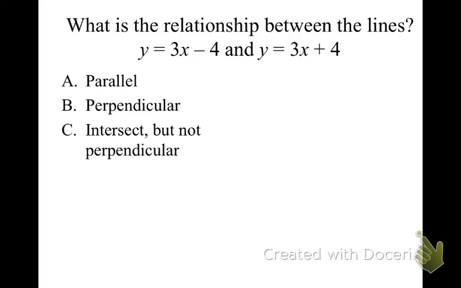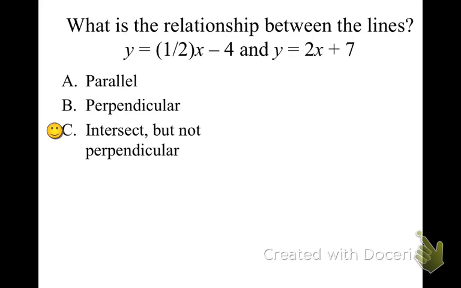Okay, looking at these two lines already in slope-intercept form, y equals 3x minus 4 and y equals 3x plus 4, slopes are the same. So we know these have to be parallel lines. Okay, what if the two equations are y equals 1/2 x minus 4 and y equals 2x plus 7? The 1/2 and the 2 are reciprocals but not opposite. They're both positive, so these are not parallel or perpendicular, but they'll intersect somewhere.